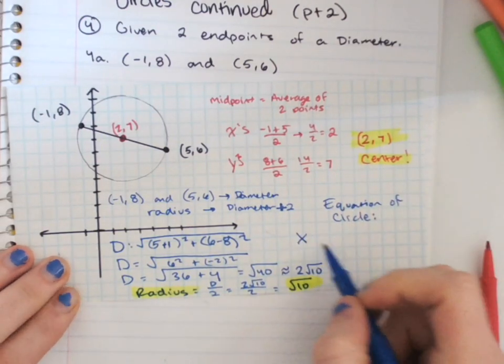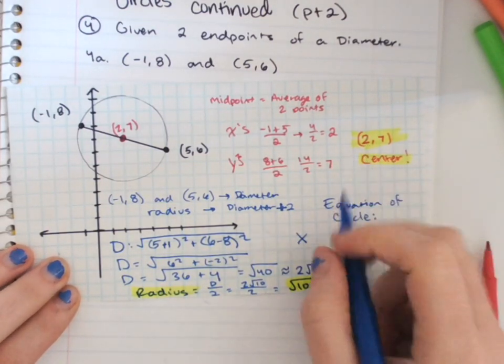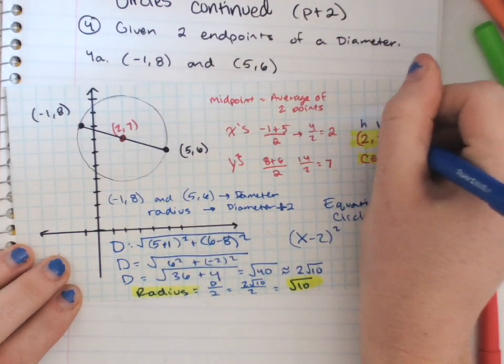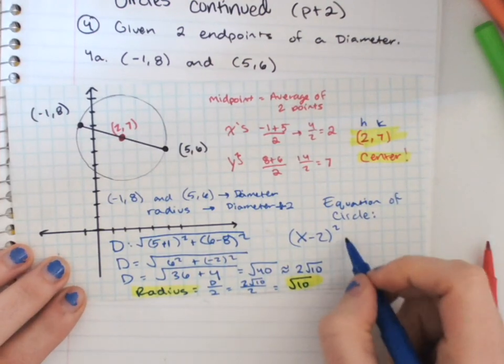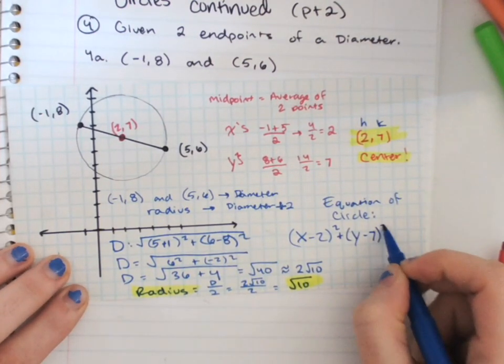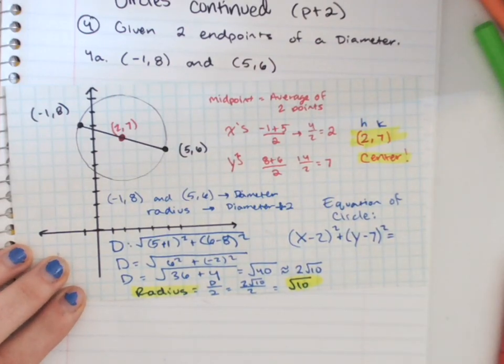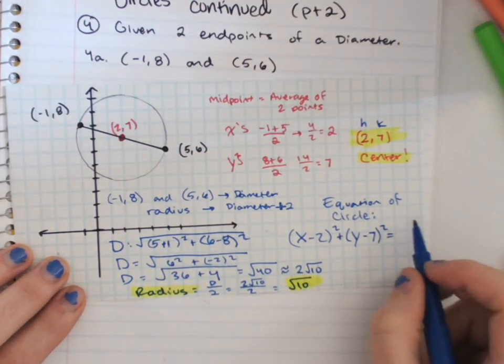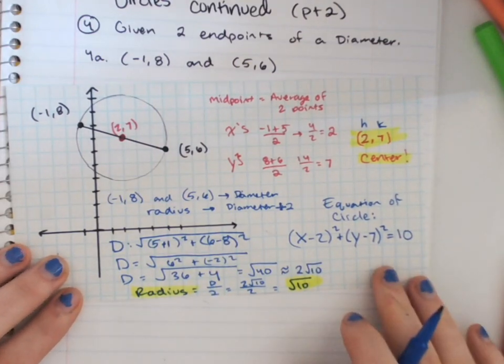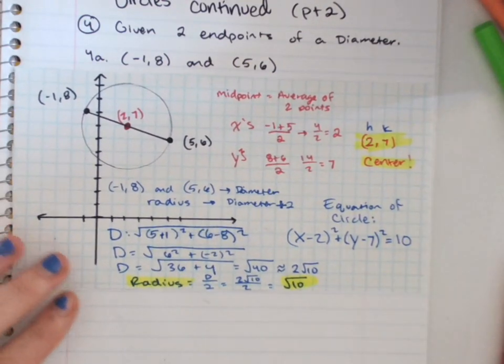We've got x take away h, which is -2. We have our h and k, plus our y take away 7 is going to equal r squared. So if we've got radical 10 as our r, we've got radical 10 squared, which is just plain old 10. And that's our answer. We're done.